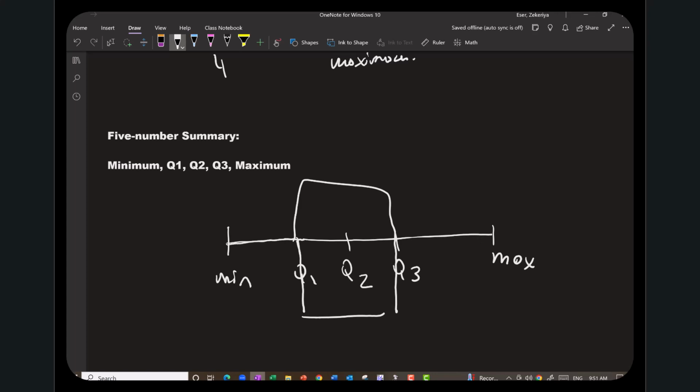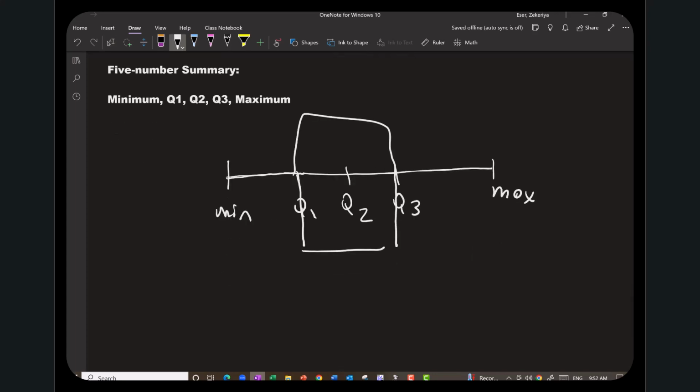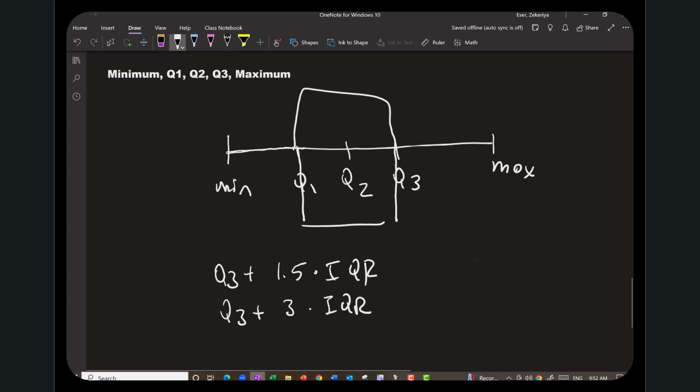The box there, that's the box, and these are the whiskers. But typically on these, we also put two things. On the right hand side, I'm going to put Q3 plus 1.5 times IQR, and Q3 plus 3 times IQR. And those numbers do not have to be within the range of the data. So it could be something like this.